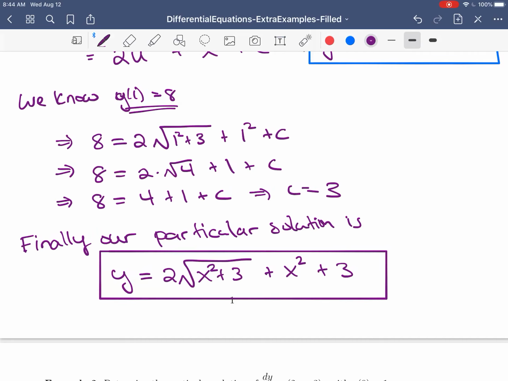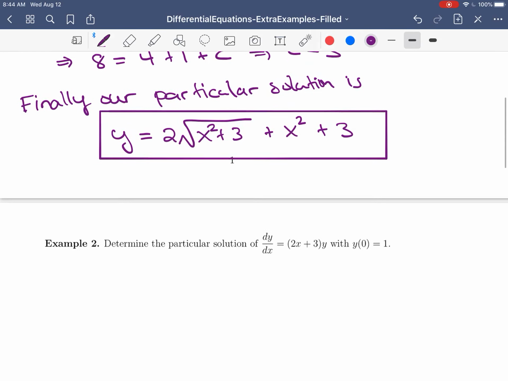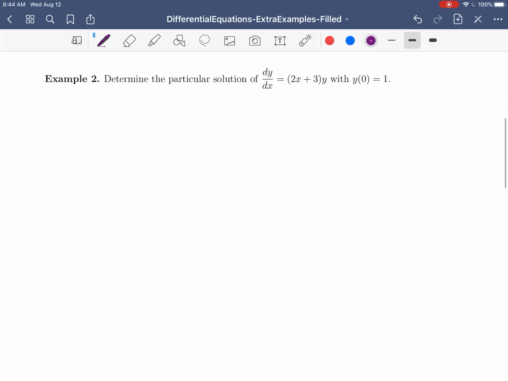Okay, let's try another one. So here we do have one that has both x's and y's in it. So we're going to use the method of separating the variables.